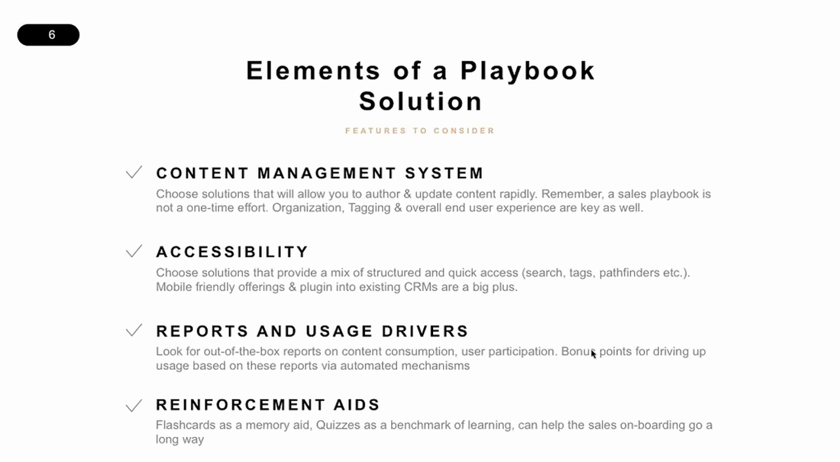Now, there is a third piece that is often ignored, which is the reporting and usage driver aspect of it. Look for solutions that have reports on content consumption, because at the end of the day, you want to know if your system is working. What's very critical here is both aspects. A, is the content getting consumed? And when we say that, what is it that is getting consumed? Is it objection handling? Is it the competitive landscape? Is it value proposition? Is it solution-oriented positioning? You should have information as to what your sales teams or field teams are actually consuming.